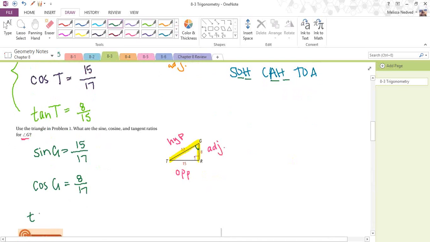What is tangent of G? You can just write the fraction. You don't need to write tangent of G. What is tangent of G? Remember, TOA. So, SOH-CAH-TOA. Very good. Everyone whose answers got it right. Keep going, though. What is tangent of G? TOA.